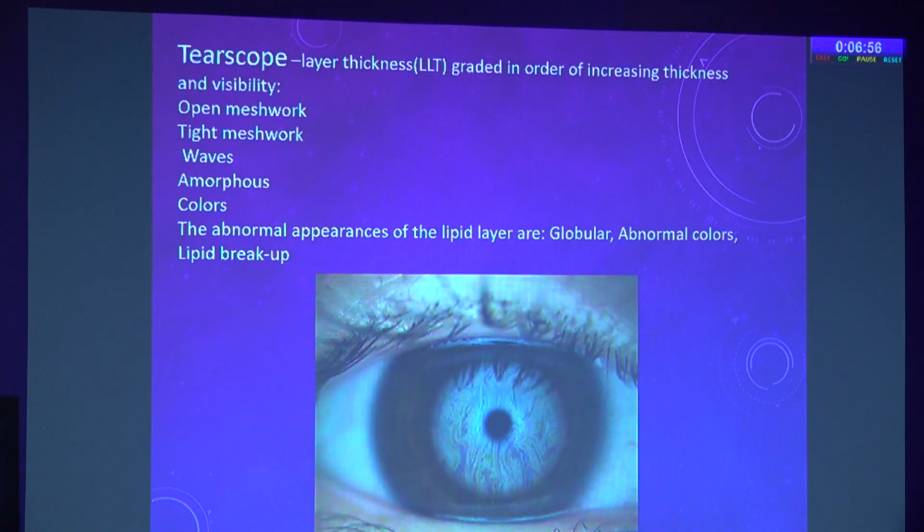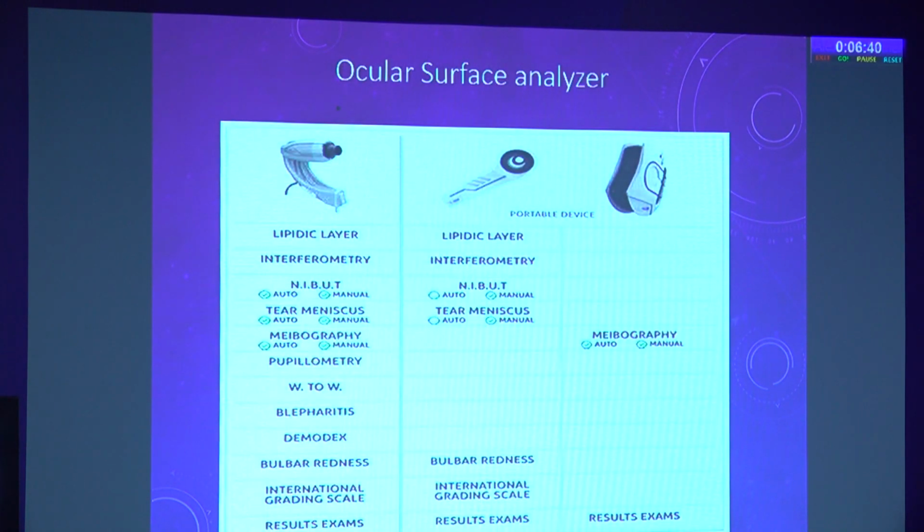Next comes the TearScope. We can assess the lipid layer thickness in order of increasing thickness and visibility. It appears as patterns such as open meshwork, tight meshwork, waves or amorphous patterns, and there are also color-coded images. We have an ocular surface analyzer, which can be slit lamp mountable or a portable device, which measures the lipid layer thickness, interferometry, non-invasive breakup time, tear meniscus height, meibography, white to white, blepharitis, Demodex, and bulbar redness, and uses a constant international grading scale, according to which we define the dry eye as mild, moderate, and severe.